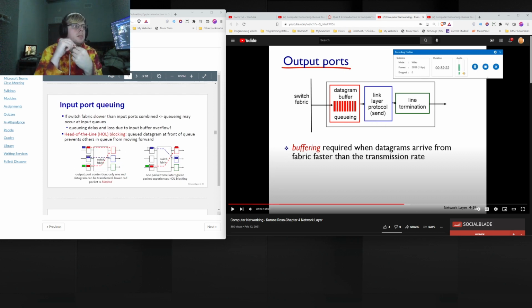Alright, let's go over this. Switch fabric. Slower than the fabric, queuing may occur. Head of the line blocking. Queue datagram.